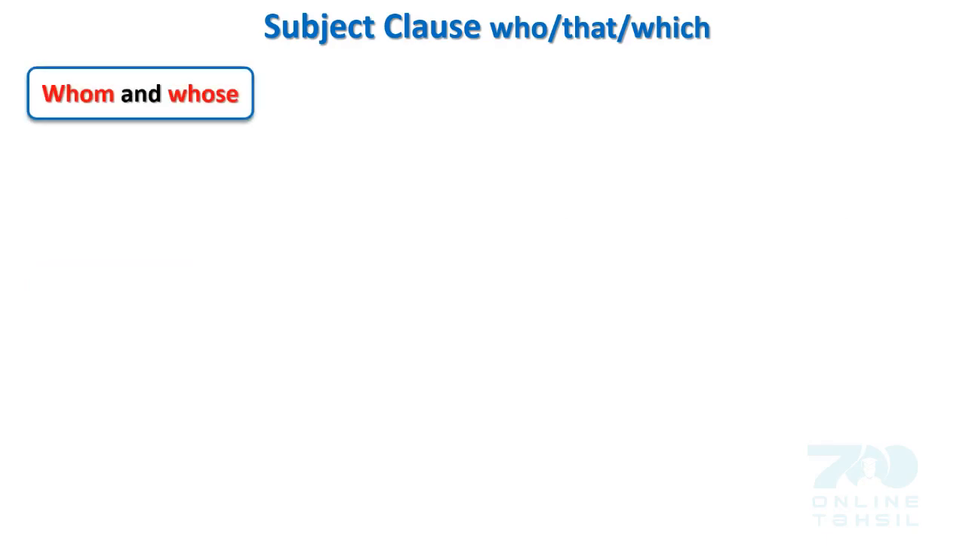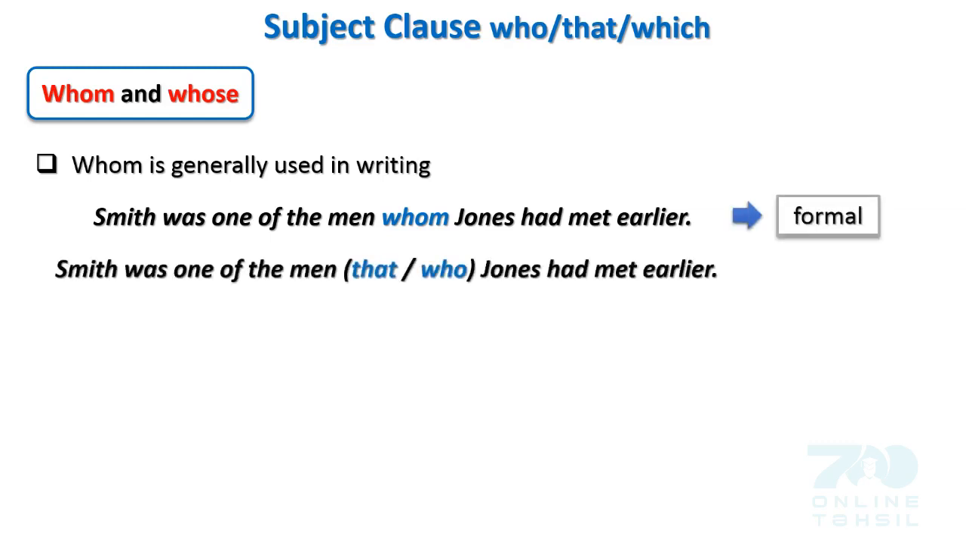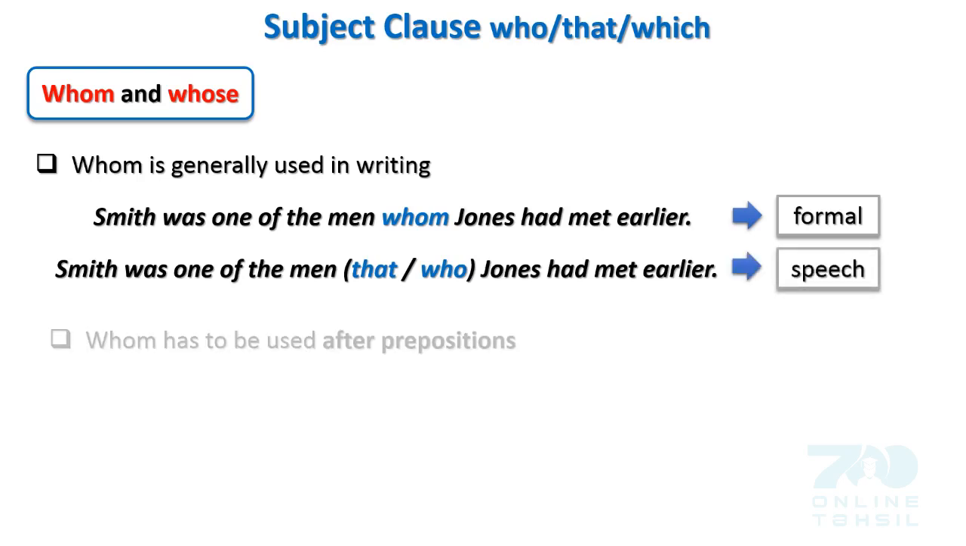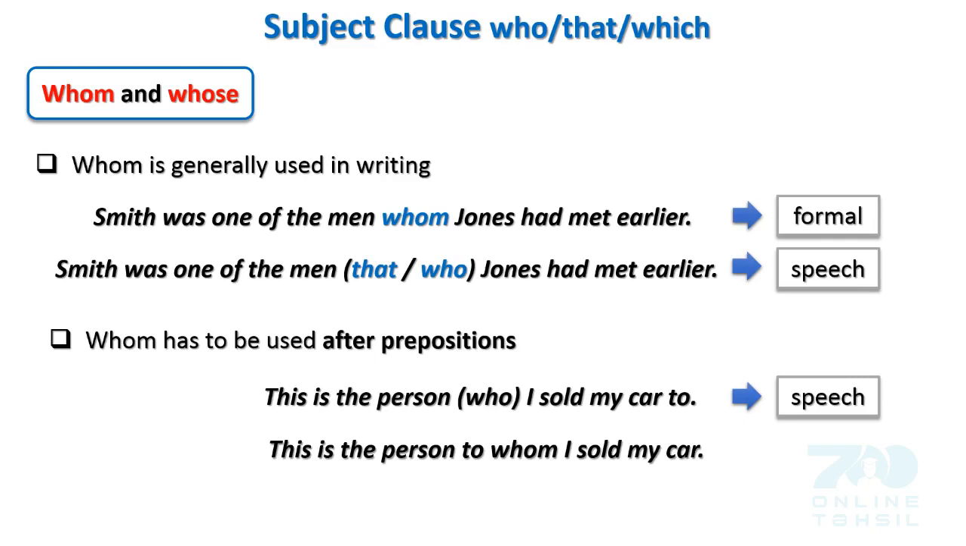Whom and whose. Whom is generally used in writing. Smith was one of the men whom Jones had met earlier. Formal. Smith was one of the men that, who, Jones had met earlier. Speech. Whom has to be used after prepositions. This is the person who I sold my car to. Speech. This is the person to whom I sold my car. Formal.